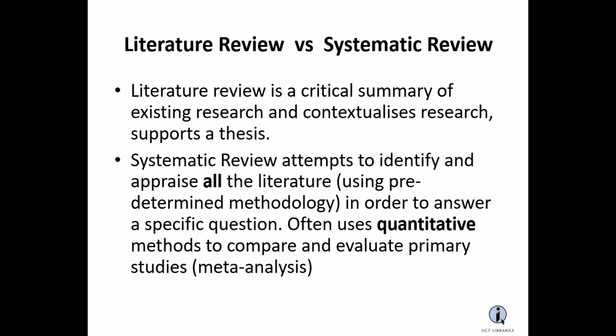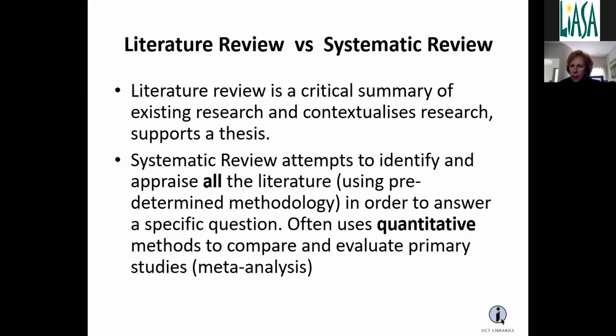A systematic review, on the other hand, attempts to appraise all the literature on a particular and quite specific question. So the researcher is looking at everything that has been done in that particular area and using a very strict methodology in each step of that process, in order to answer a very specific question.